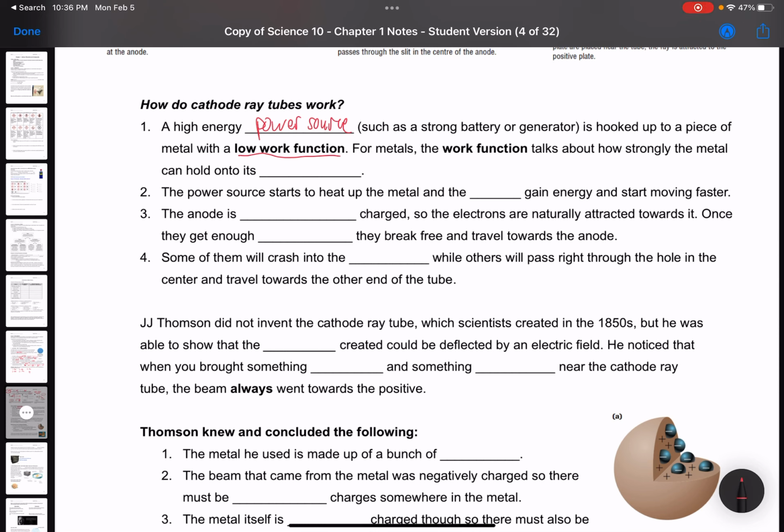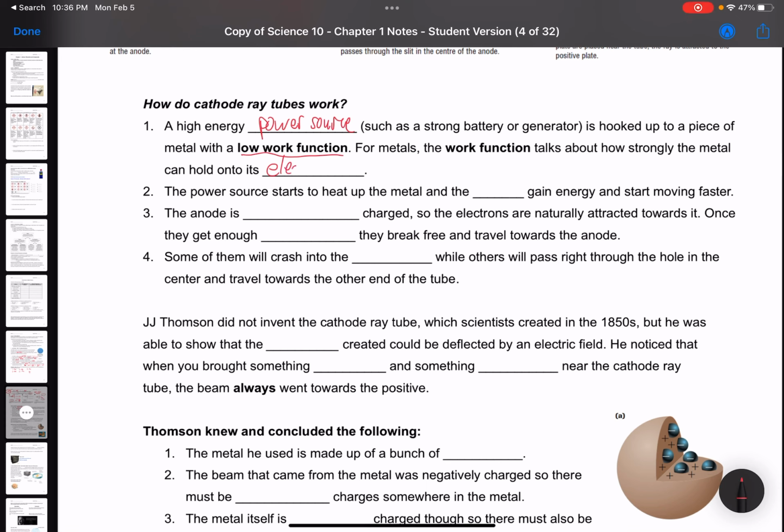So if you think about the whole point of this, you put energy towards a metal so that its electrons all break free. You don't want it to hold on to them really, really strong. Because if it does, it just means you have to put more energy to it, and that's a bit more of a hassle. So you pick a metal that is super easy to get electrons off of, so something with a low work function. So the work function talks about how strongly a metal can hold on to its electrons.